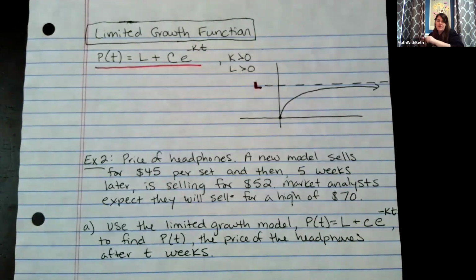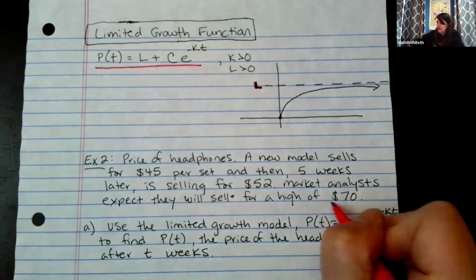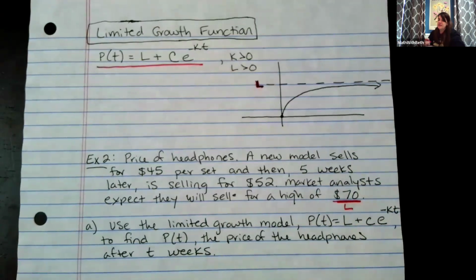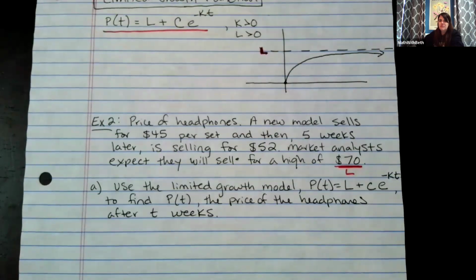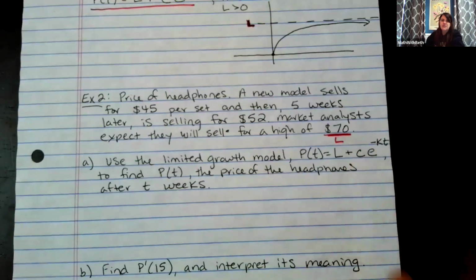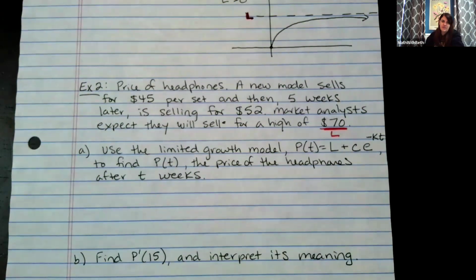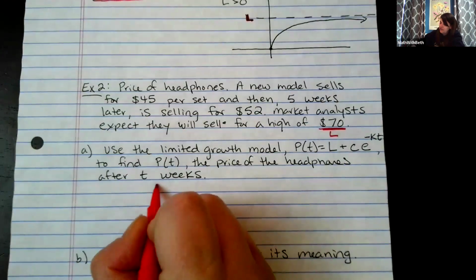The price of headphones of a new model sells for $45 per set, and then 5 weeks later is selling for $52. Market analysts expect they will sell for a high of $70. So that is your hint that there is a limit, right? They're giving you a high number. So that's going to be the L. So use the limited growth model, which is this equation, to find P of T, the price of the headphones after T weeks. So right now we're just trying to find the equation.